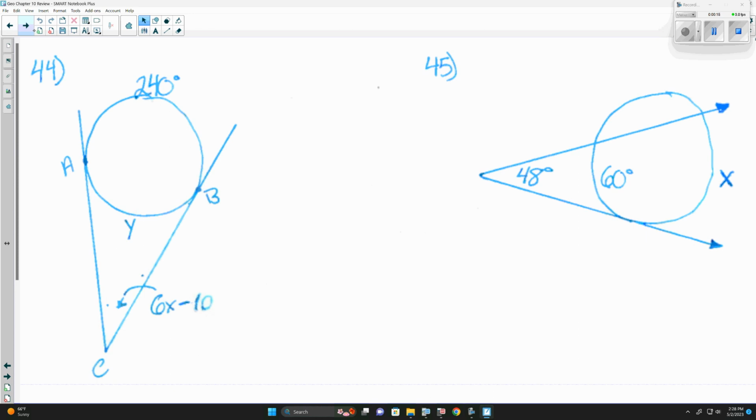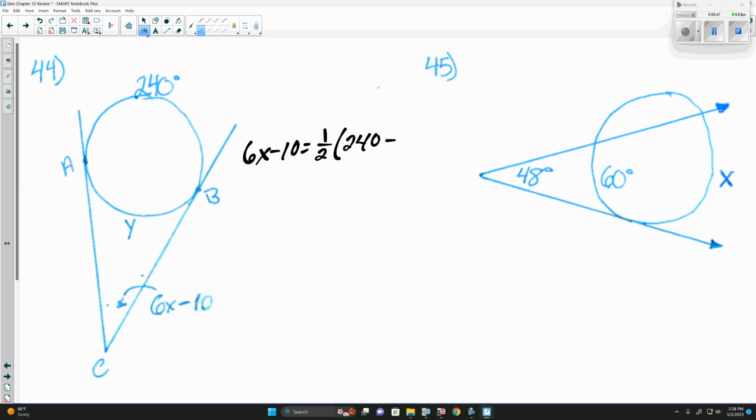Now looking at this here, since we do have the two tangent lines that intersect outside the circle, the angle outside the circle, in this case, will be 6x minus 10, which is equal to 1/2 of the bigger arc minus the smaller arc. But out of these two here, we are still missing the smaller of the two arcs. Now we know the bigger arc is 240.